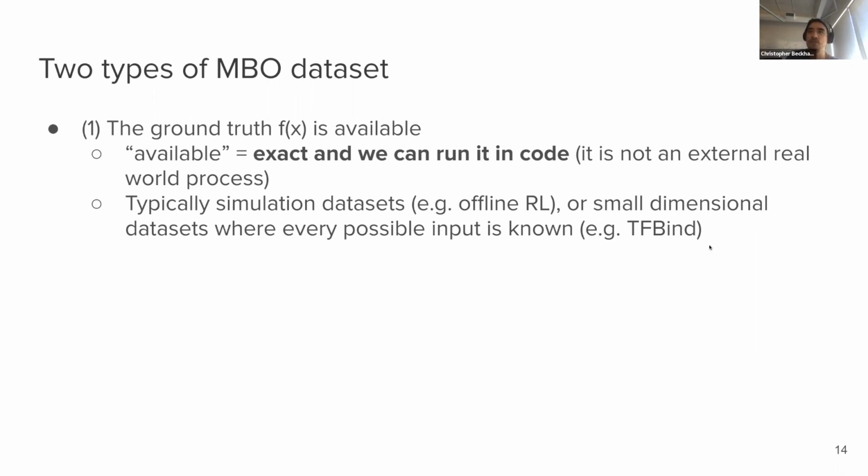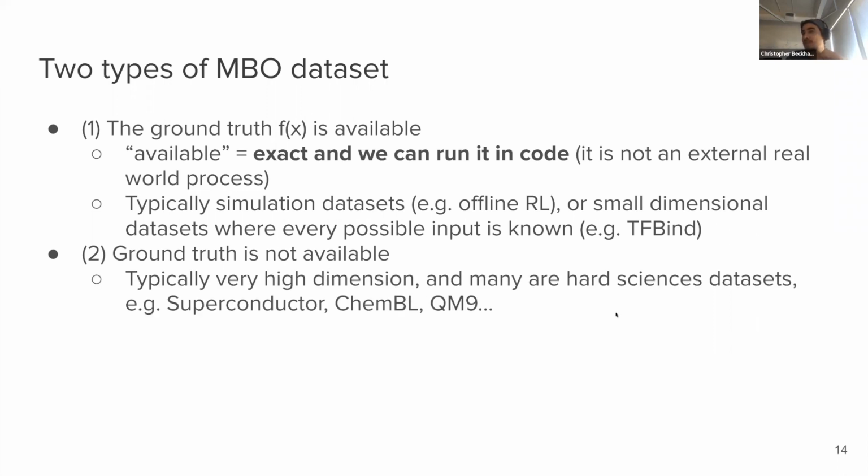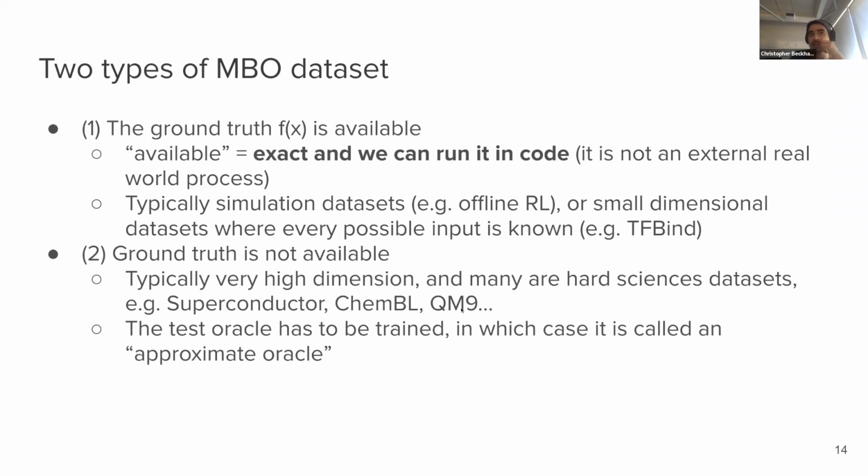One example is the transcription factor binding data set, which is a data set of length 8 DNA strings. There are only about 65,000 possible inputs, because it's 4 to the power of 8. So in this case, because the data set is entirely realized, the oracle is basically just a lookup table, a hash table. Then you have the other type, where the ground truth is not available. Typically these are hard sciences data sets, such as Superconductors, ChemBL, and QM9. In that case, you have to train a test oracle, which we call an approximate oracle. I'll get to that later on.